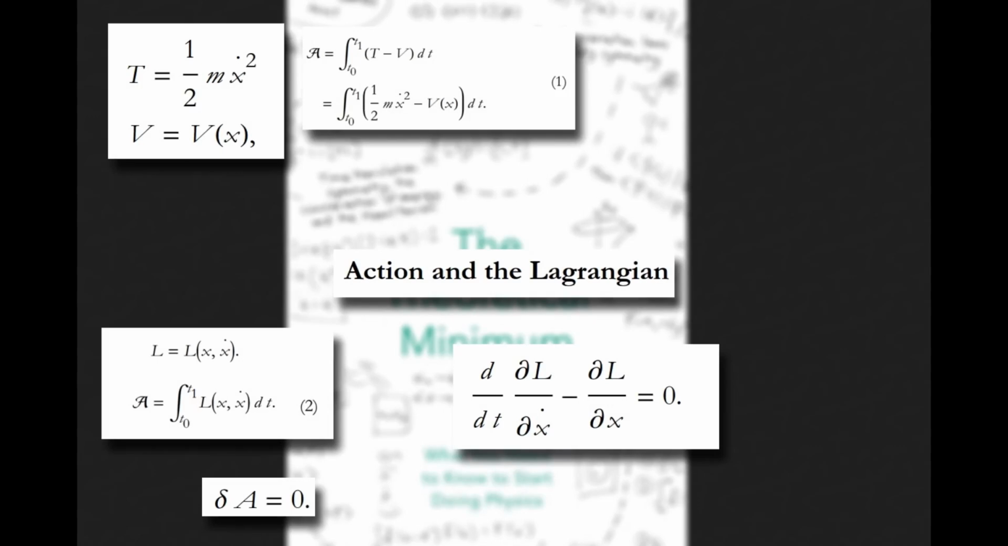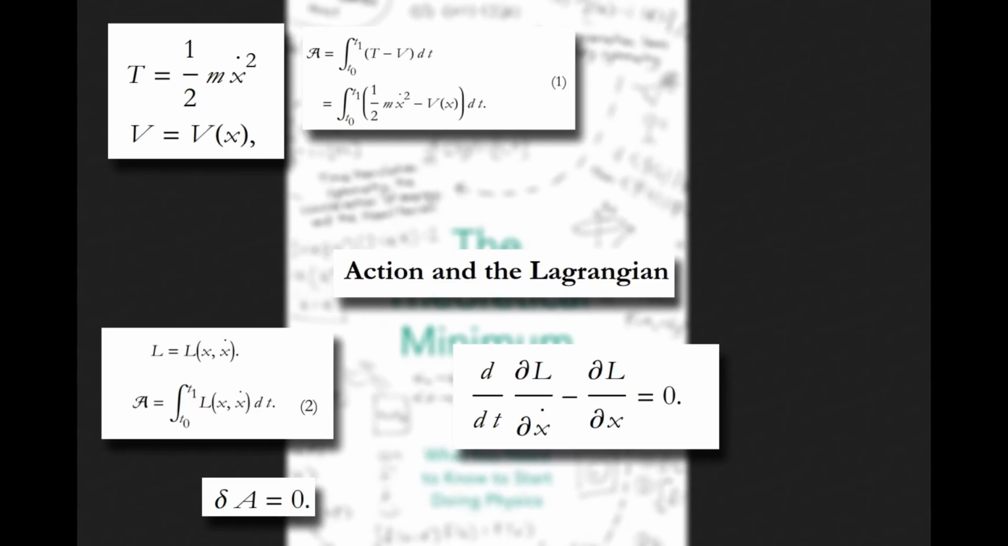The kinetic and potential energies are T equals half m x dot squared and V equals V(x), respectively. The action of a trajectory is written A equals the integral from t0 to t1 of (T minus V) dt, which when expanded becomes the integral from t0 to t1 of (half m x dot squared minus V(x)) dt. Equation 1.